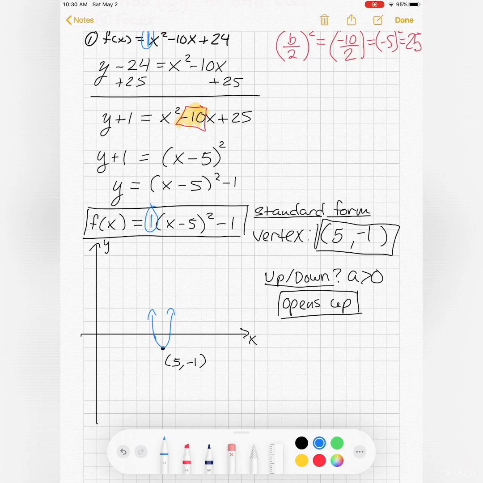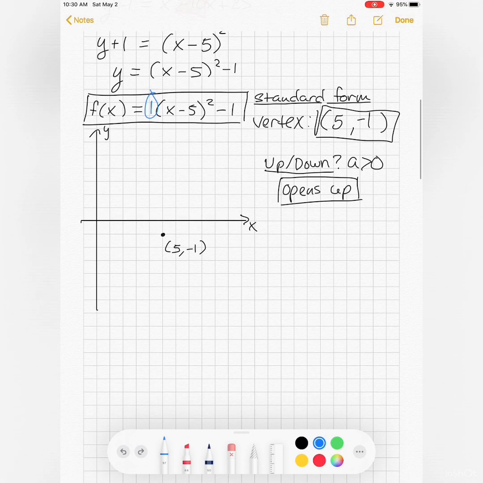I'd like to do a little bit better job graphing it. So let me see what other information I could find. Here's something that's useful. We like to look at intercepts. Let's start with the y-intercept. Remember, to find the y-intercept, I'm looking at where this crosses the y-axis. In other words, where is x equal to 0?